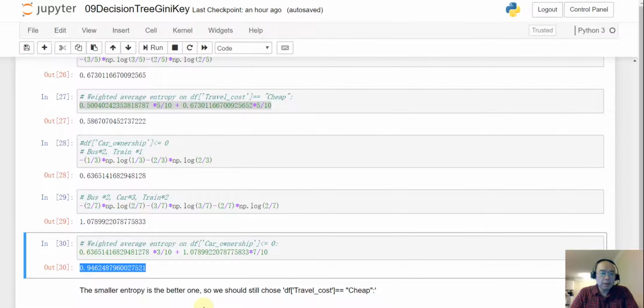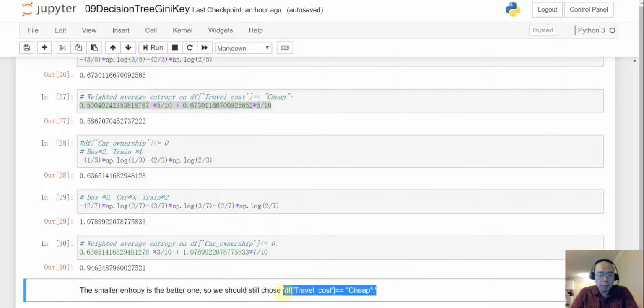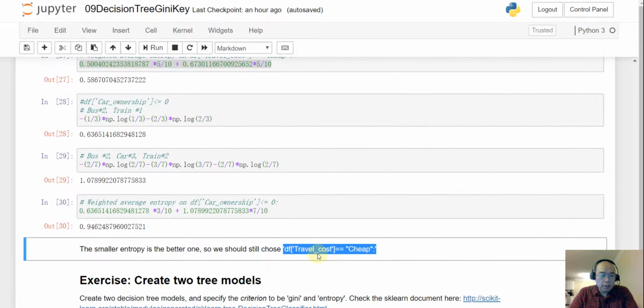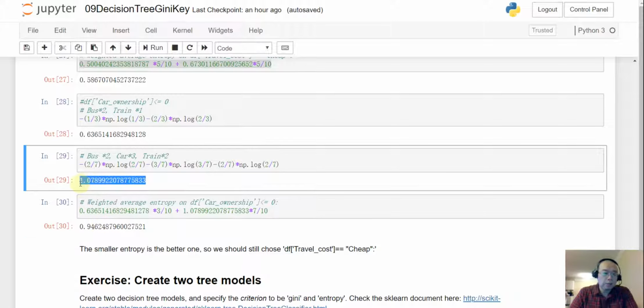It seems that no matter whether we are doing entropy or Gini, the decision will be the same. So for the travel cost, cheap will be a better split. And let me highlight another thing. For this one, this is the very best split because we have 2 in one class, 3 in the second class, and 2 in the third class. So this is the very best split.